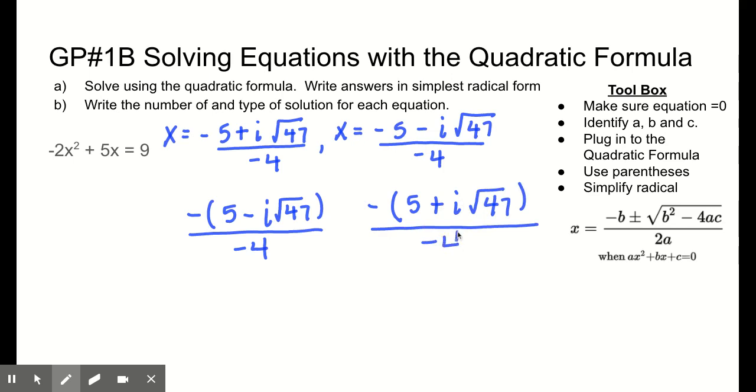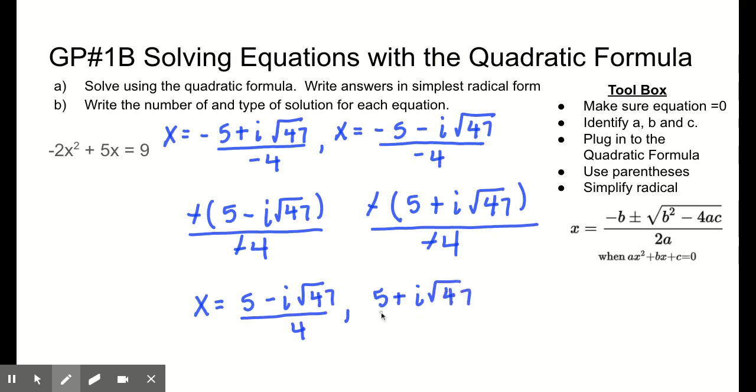So what that now allows us to do is to simplify this negative, giving us a final answer of 5 minus i radical 47 over 4 and 5 plus i radical 47 over 4. Now make sure you make a note that, again, this is only the case when that numerator and the denominator both have that negative out in front. This is solving for complex solutions. Don't forget to answer your essential question.